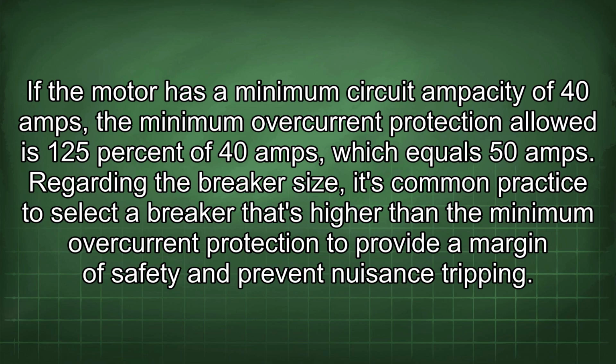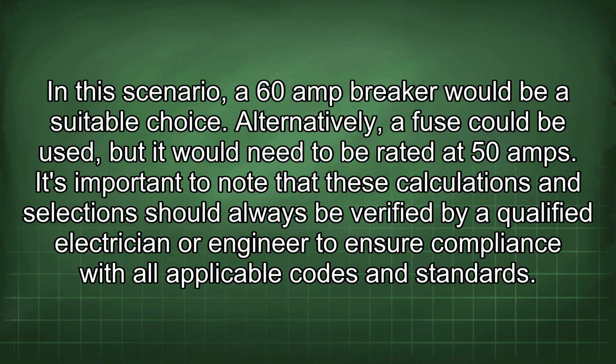Regarding the breaker size, it's common practice to select a breaker that's higher than the minimum overcurrent protection to provide a margin of safety and prevent nuisance tripping. In this scenario, a 60 amp breaker would be a suitable choice. Alternatively, a fuse could be used, but it would need to be rated at 50 amps. It's important to note that these calculations and selections should always be verified by a qualified electrician or engineer to ensure compliance with all applicable codes and standards.